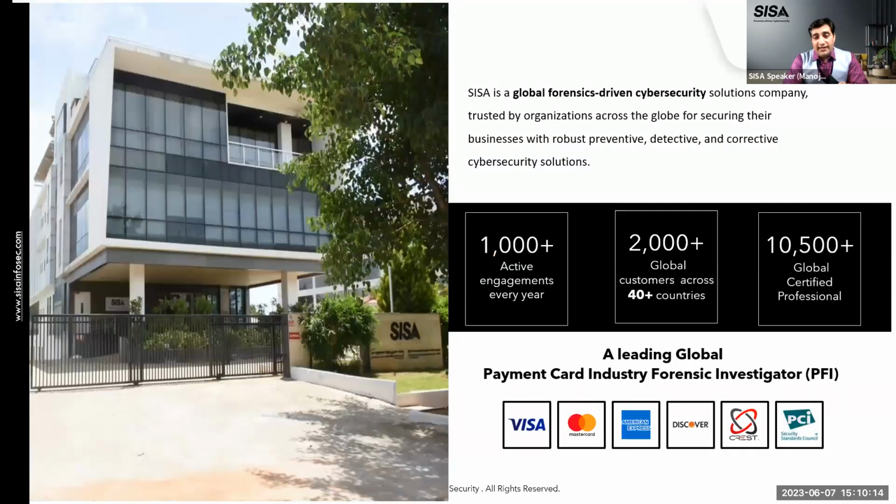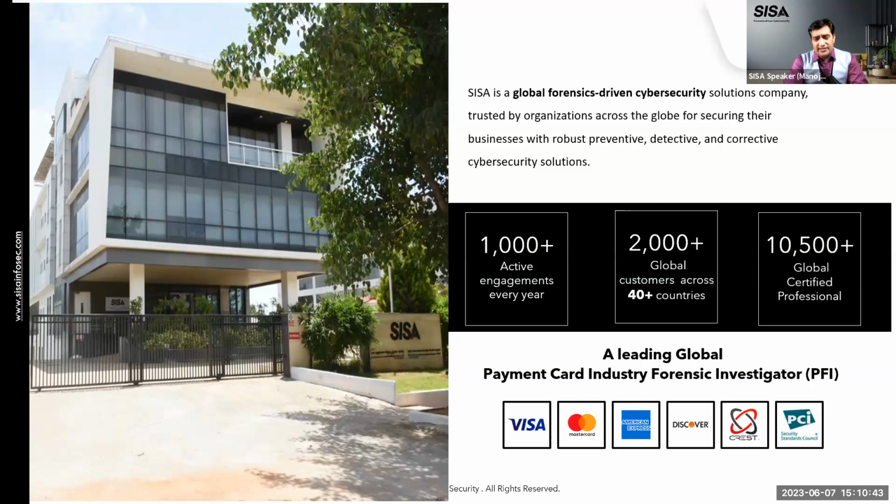So here, a small glimpse of CISA. CISA is known as a forensic-driven cybersecurity firm, and we do provide a lot of forensic services. Apart from forensic services, we provide services across all aspects of payment security as well. But the major highlight is we are one of the top 4 PFI. PFI stands for PCI Forensic Investigators.